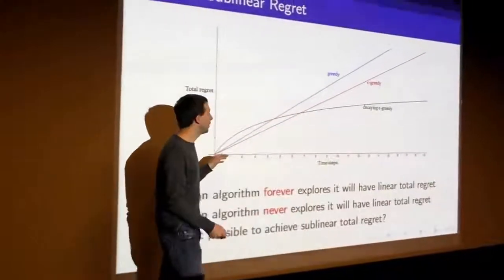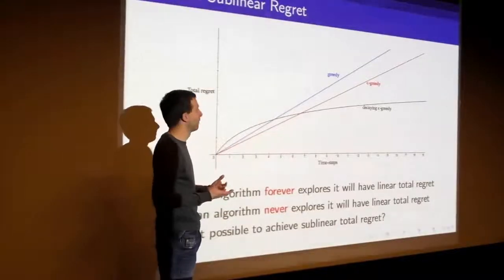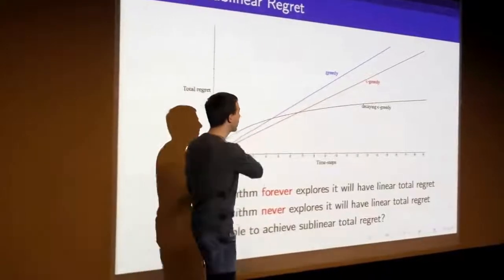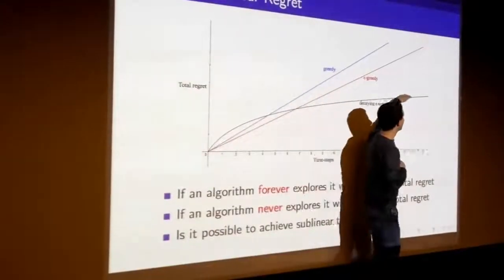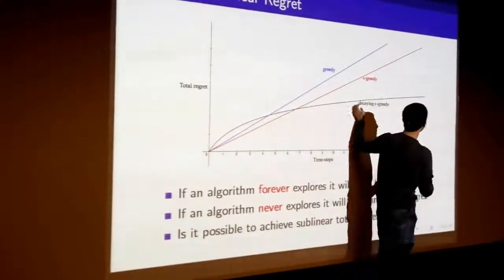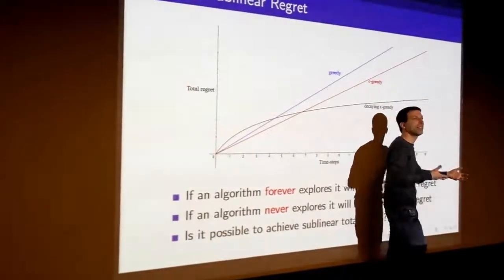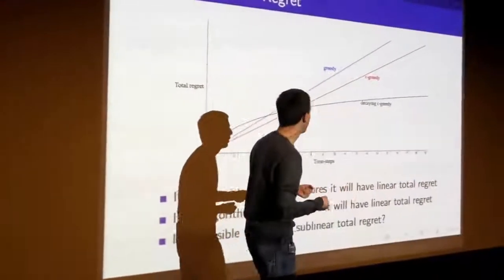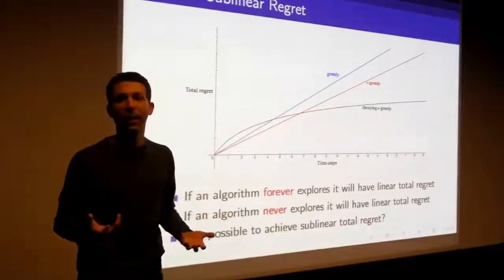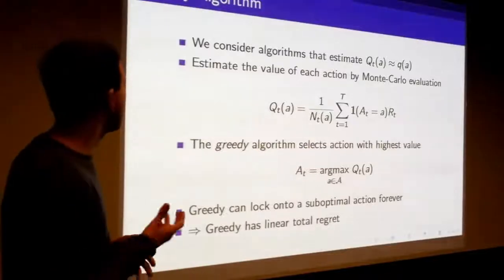When we act greedily, we also incur this linear regret, as we'll see, because we might lock onto the wrong action. And the question is, can we ever get sublinear regret? We want something that starts to asymptote out. We want something which gets less and less regret as we see more and more, so we do better and better and regret our choices less and less as we go on. Is it possible to achieve sublinear total regret? And happily the answer is yes, and we'll see why.